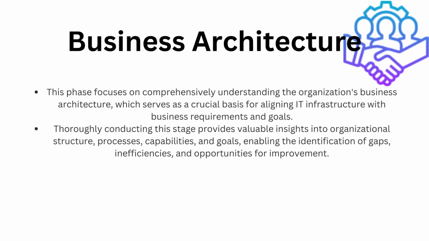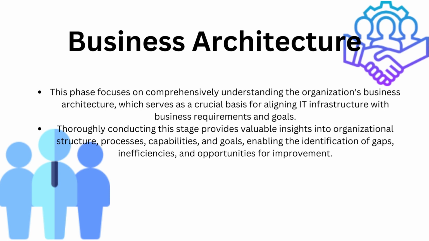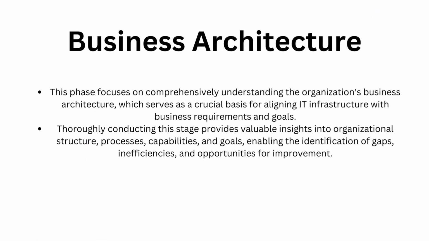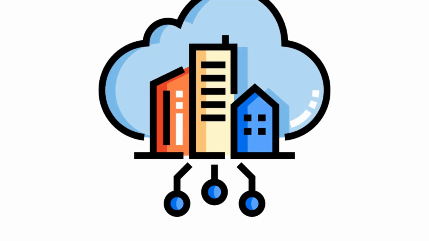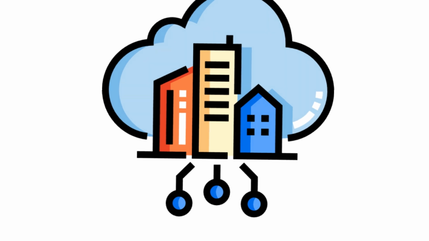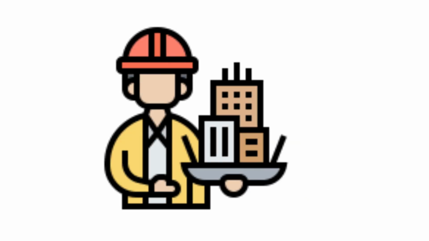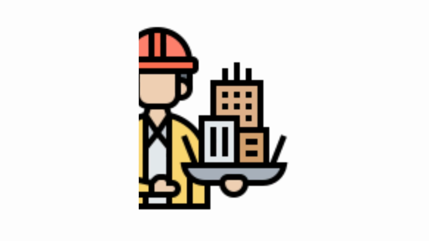Business architecture. This phase of ADM delves deeply into understanding the organization's business architecture. If this stage is thoroughly done, it can give valuable insights on organizational structure, processes, capabilities, and goals. This helps in understanding and identifying gaps, inefficiencies, and areas for improvement.